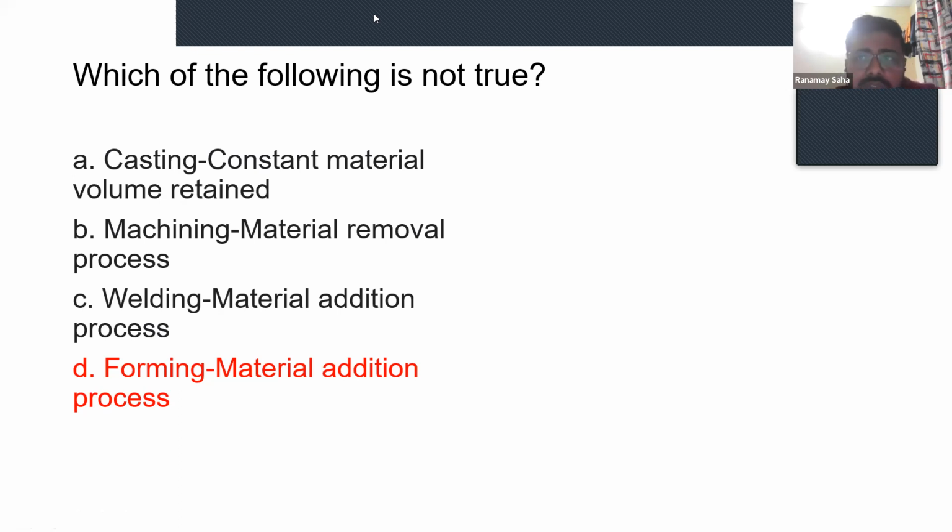Machining is a subtractive manufacturing process. We always remove some material out of a product to get the final product. Then welding is a material addition process. Two metals are joined together. There can be an intermediate metal, or it may not be there, but there is no material subtraction. So this is also true. Then the fourth option says forming is a material addition process. No, actually forming is also a constant volume process. The initial and final volume remain constant. Only the shape changes. So this is the incorrect option here.